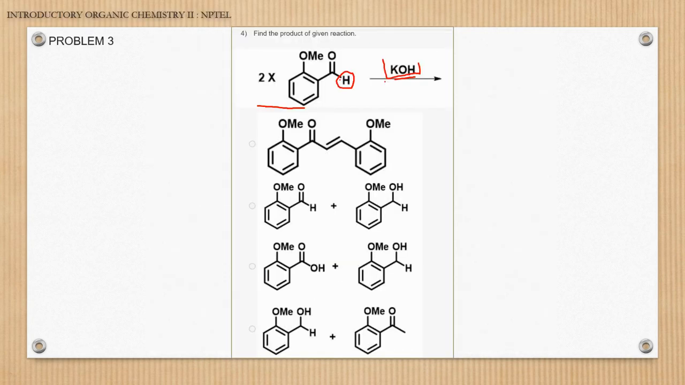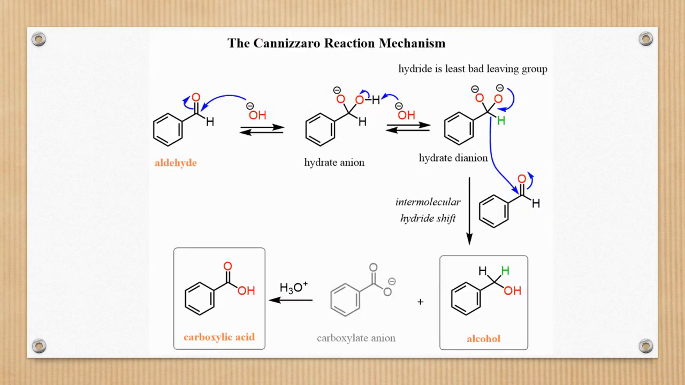If you have an alpha proton at this position, then you can simply say an aldol reaction is taking place, right? So we will abstract a proton from here, a carbanion gets generated, and then this carbanion will react on a second molecule of the similar compound. That is known as an aldol reaction. But if you have no alpha proton present in the system, then the reaction is known as Cannizzaro reaction. So how does the mechanism go?